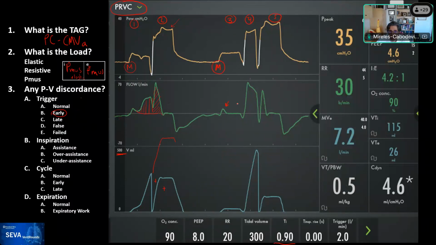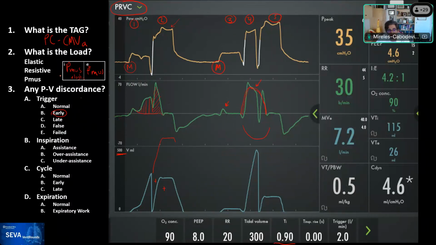It cycles off. And immediately after it cycles off, you see evidence of PMOS. How do I know there's PMOS? One, the machine is telling me, but two, I see the flow is not exponential in decay. You see the belly over here. That's evidence of PMOS. And actually, if I had to draw how the flow would have looked if this patient was passive, it would have looked something like this. Something like that would be how the flow would have looked, in a way.